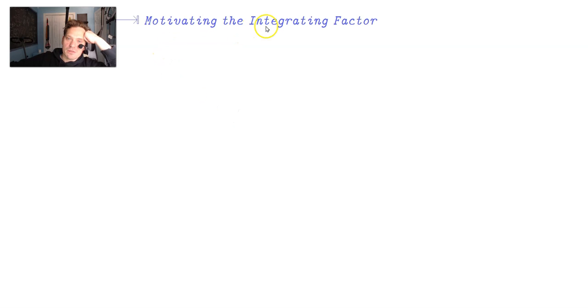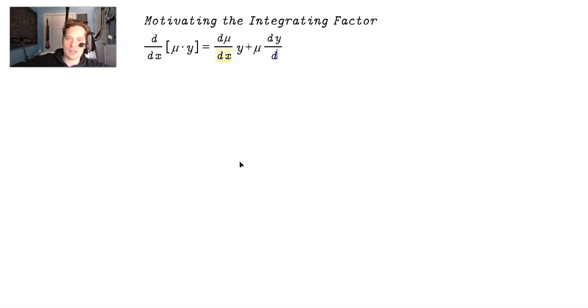So let's take a look at motivating the integrating factor when you're solving first-order linear differential equations. Somebody observed that if you do the following, then things work out very nicely. If you take the derivative with respect to x of this quantity, say mu times y, then you get d mu dx times y, and then you add to it mu and then dy dx.